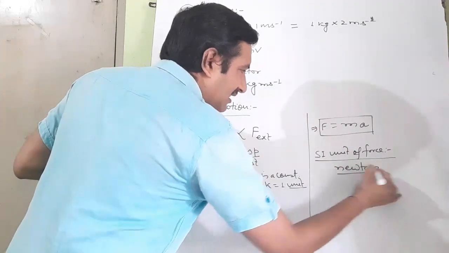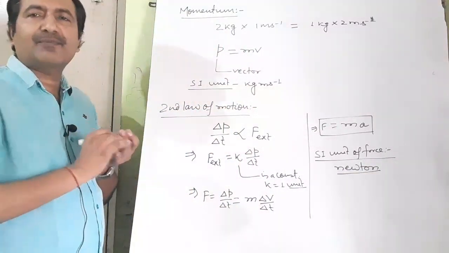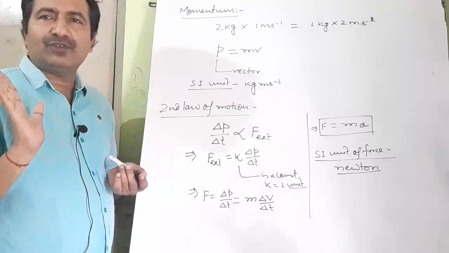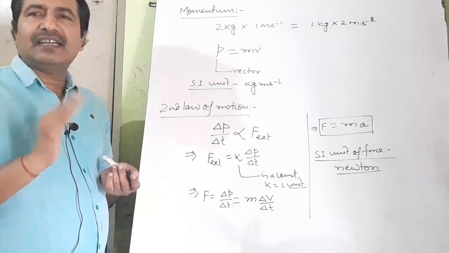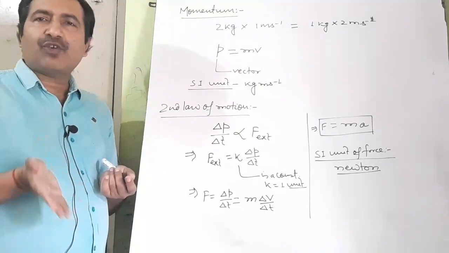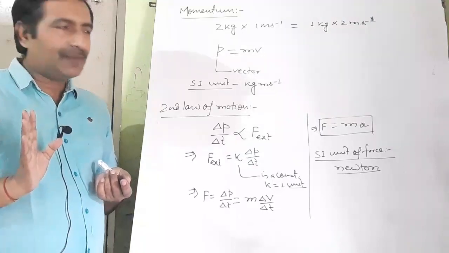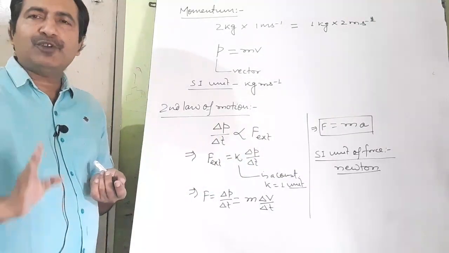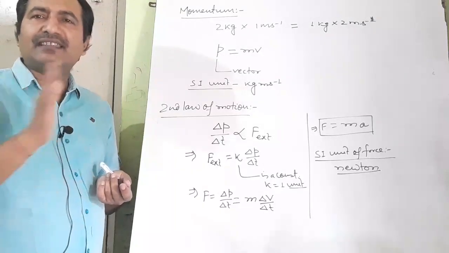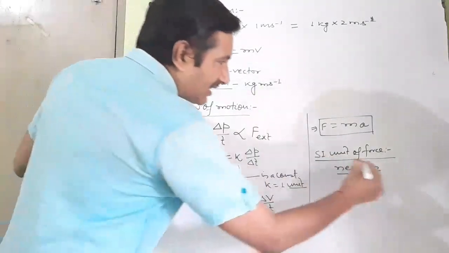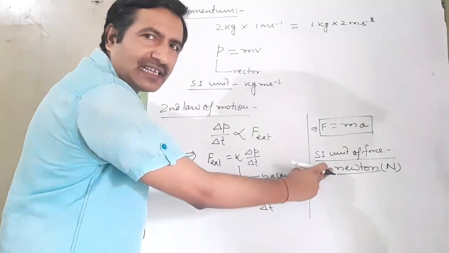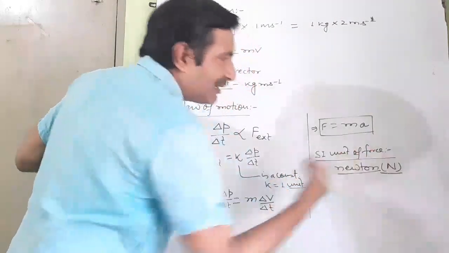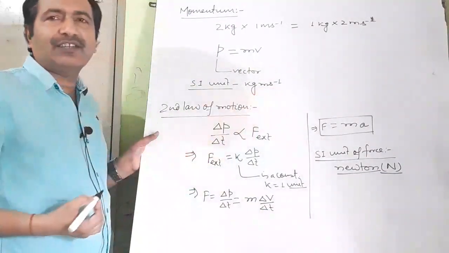You must be aware that newton should be started with a small n because it is an honorary unit. I discussed honorary units there. That honorary unit is in the name of a scientist and it is always written with a small letter. Okay, so newton, small n. If you write Newton with a capital N, it means the name of the scientist Newton. But it is abbreviated as capital N. Means if you want to write the complete word newton, you have to start with a small letter n, and if you want to write the abbreviation, it will be capital N. So newton is the SI unit of force.